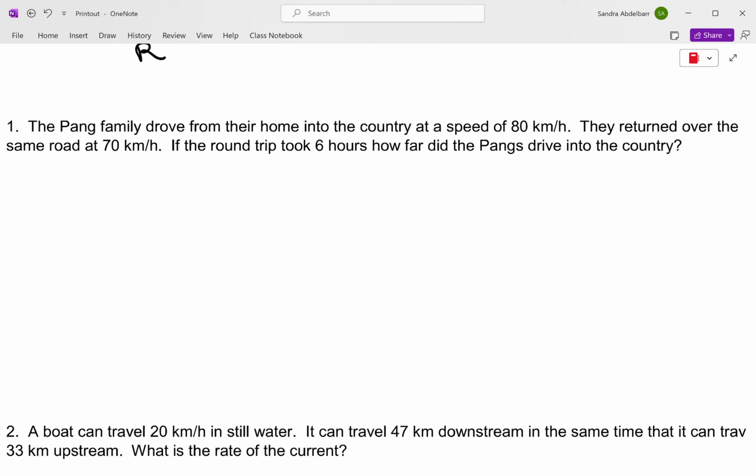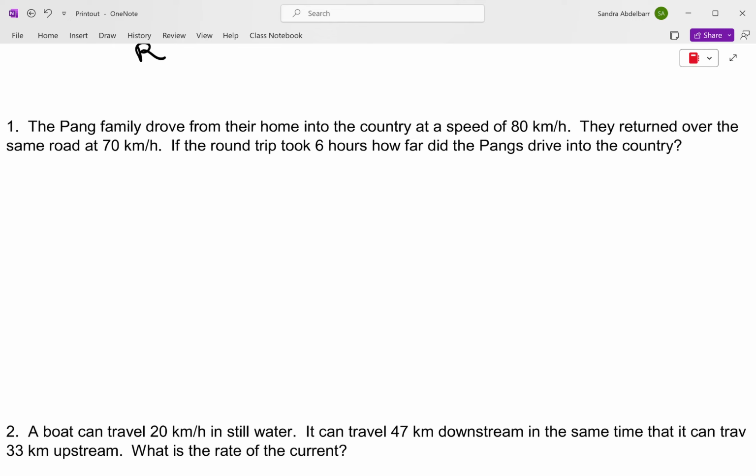All right, the Peng family drove from their home into the country at a speed of 80 kilometers per hour. They returned over the same road at 70 kilometers per hour. If the round trip took 6 hours, how far did the Pengs drive to the country?